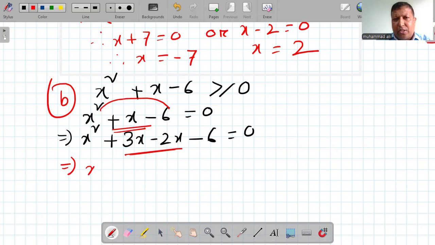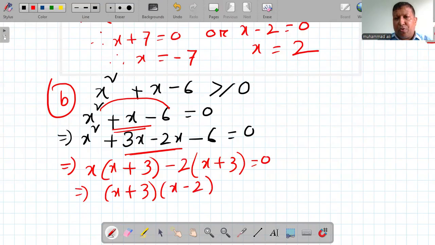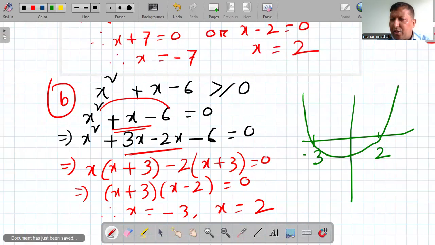Now take common x, it will be x plus 3. When we take common minus 2, it is also x plus 3, equals 0. Now x plus 3 into x minus 2 equals 0. Therefore, x equals minus 3, x equals 2. Now we want to sketch this curve. Definitely the curve is U-shaped, and this curve passes through minus 3 and plus 2. The shape of this curve will be like this.